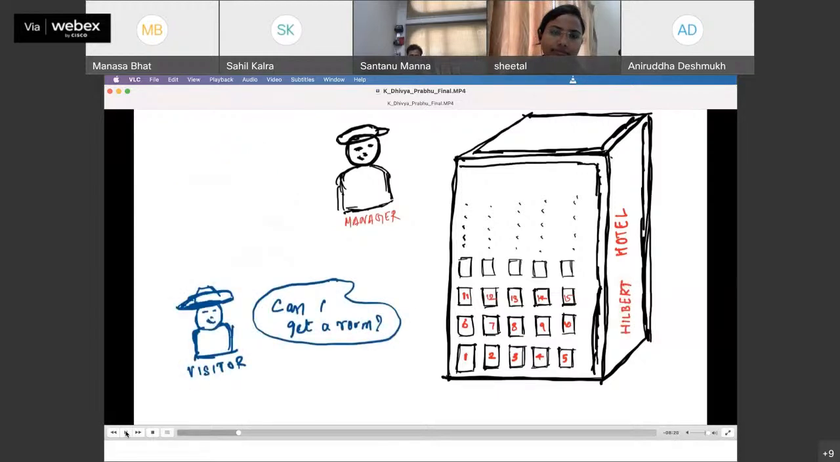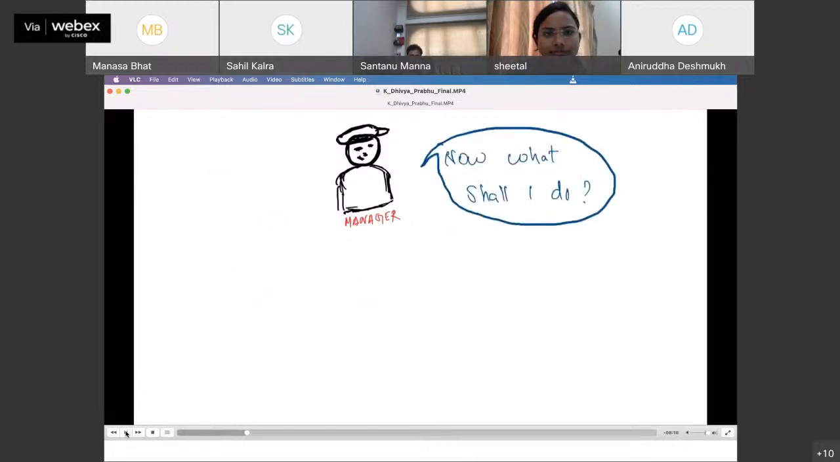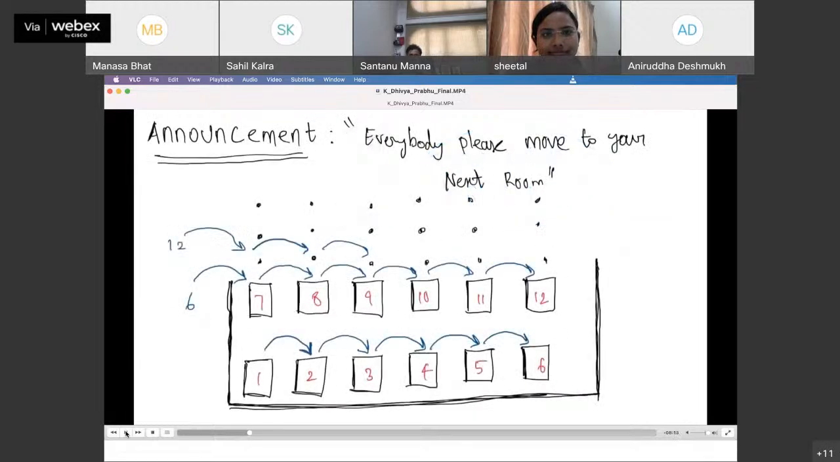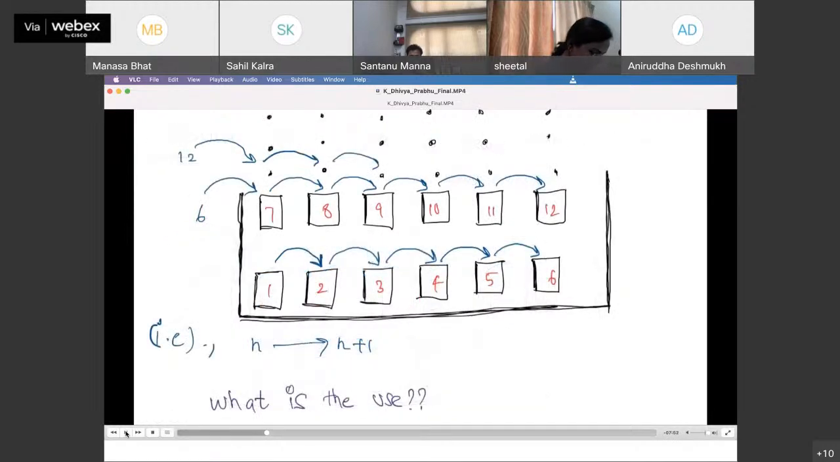One visitor came suddenly and needs a room. Because of some technical issues, the manager has to give a room to this person, but he is thinking very hard. He doesn't know what to do. Then he solves this problem by using mathematics. First, he makes an announcement to all the people living in the hotel to change to their next room. People living in the first room have to shift to the second room, people in the second room shift to the third room, and so on. This process keeps going. In general, people living in the nth room have to shift to room n plus 1.